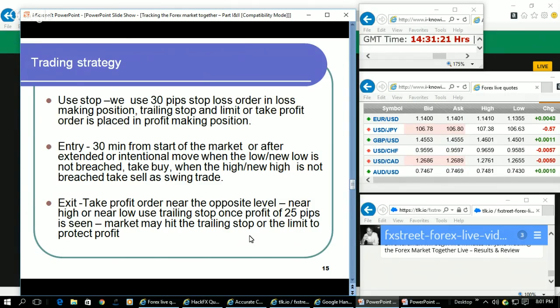So in a trading decision, after identifying the type of moves, one can decide upon the entry. During the early session, 30 minutes from the start of the session, and after seeing whether it is an intentional move or an extended move, take buy near the low, and take sell near the high. Take buy near the low and sell near the high. But if it is a breakout trade, then you buy above the high and keep for the higher level.